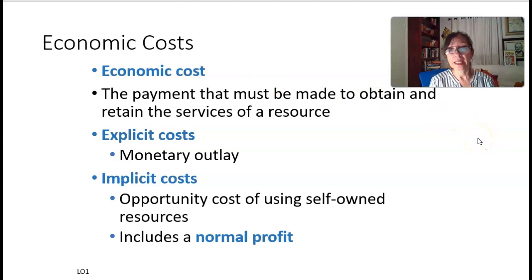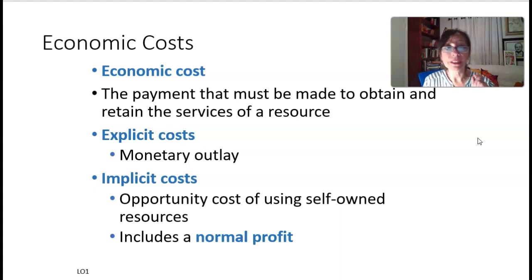What are costs? Now, we have economic costs that we like to consider. And an economic cost is a payment that has to be made to obtain and retain the services of a resource. So remember, we have four key resources. What are they? Land, labor, capital, and entrepreneurship. Now, in addition to those four key resources, we have specific names for those key resources.